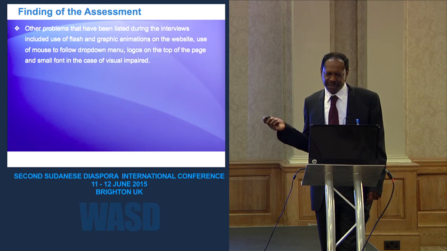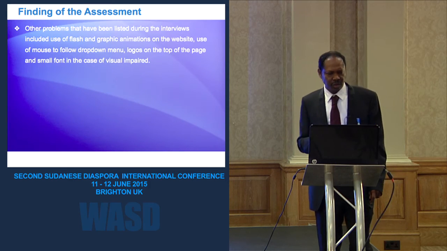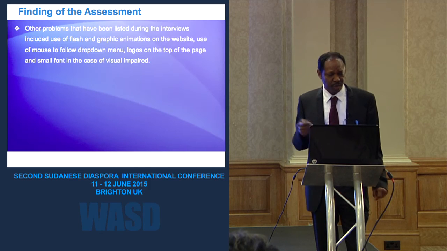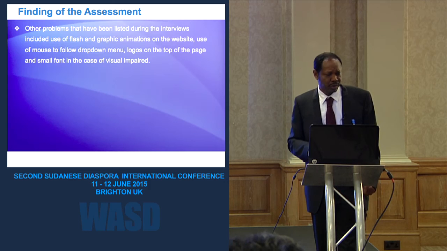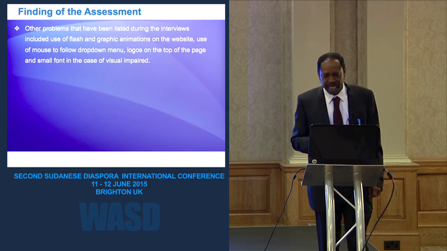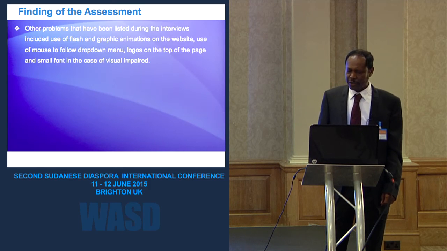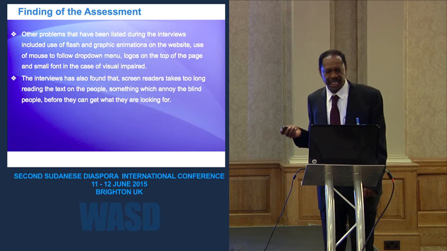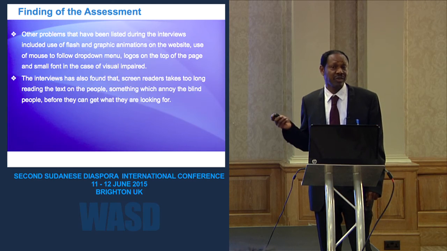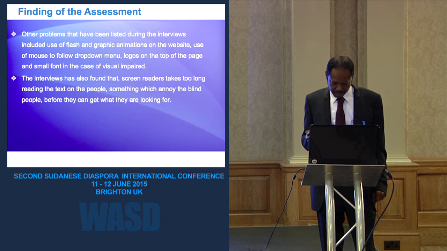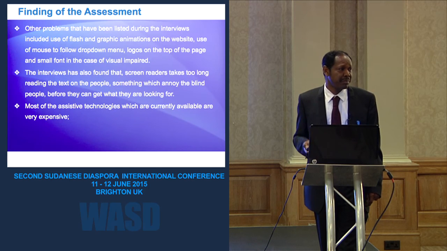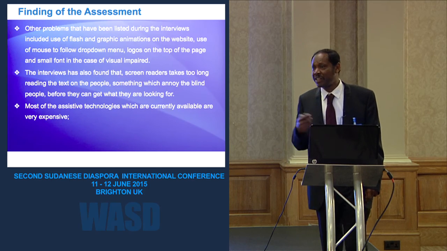One of the problems listed during the interview was flashing animation. This is when we interviewed them. They talked about flashing animation on websites, and using the mouse to follow drop-down menus, and also the logo, which sometimes causes problems for the visually impaired. Through the interview, we also found that a screen reader takes a long time to read the contents of the website. And this sometimes causes frustration for blind or visually impaired persons, and they give up.